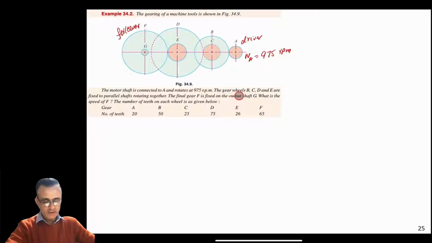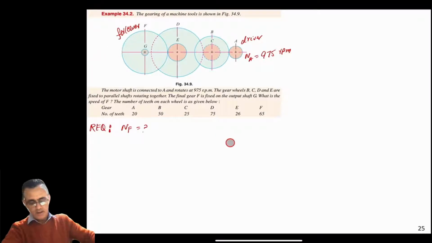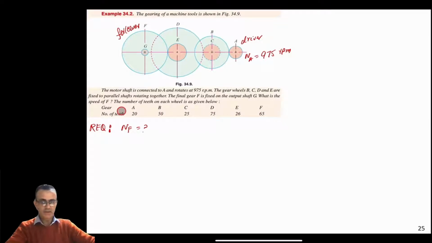The gear wheels B, C, D, E are fixed to parallel shafts, rotating together. The final gear F, which is this gear here, is fixed to the output shaft, which is G. What is the speed of F? So you need to calculate the speed of F here. NF is unknown, that is what you need to calculate. And the number of teeth on each wheel is given here. So NA is 20, NB is 50, NC is 25, ND is 75, NE is 26, and NF is 65. So in this case, what we need to calculate is NF.